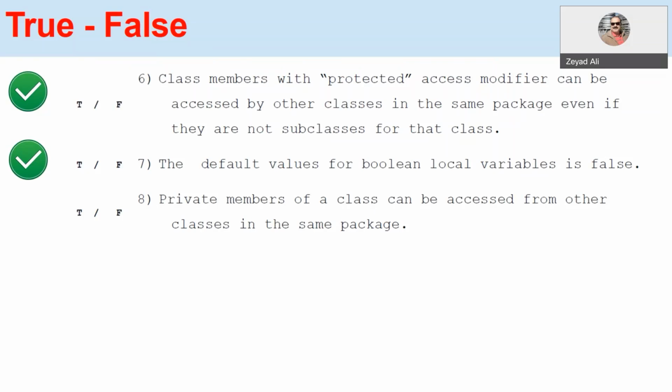Number 8, private members of a class can be accessed from other classes in the same package. Number 8, private members, whether a variable or a method, can only be accessed from the same class. Anything private, whether a variable or a method, can only be accessed from the same class. Not outside the class. So the last one here will be false.